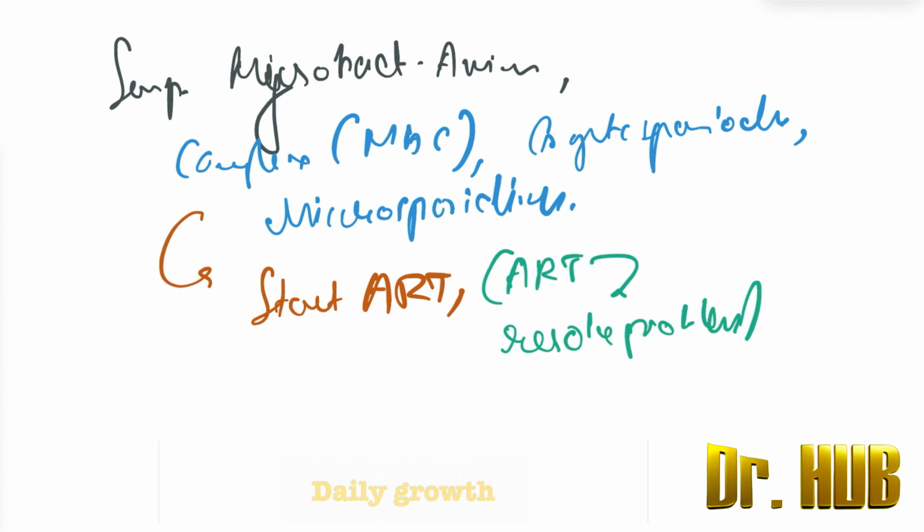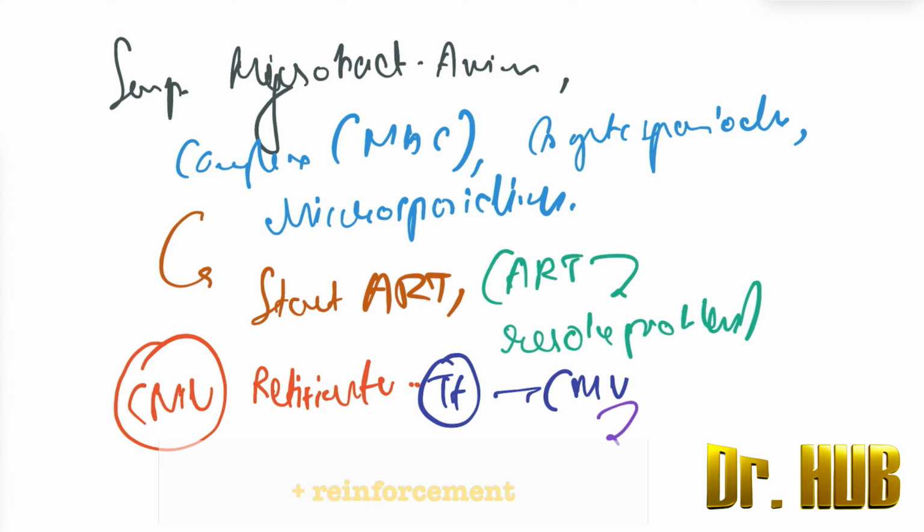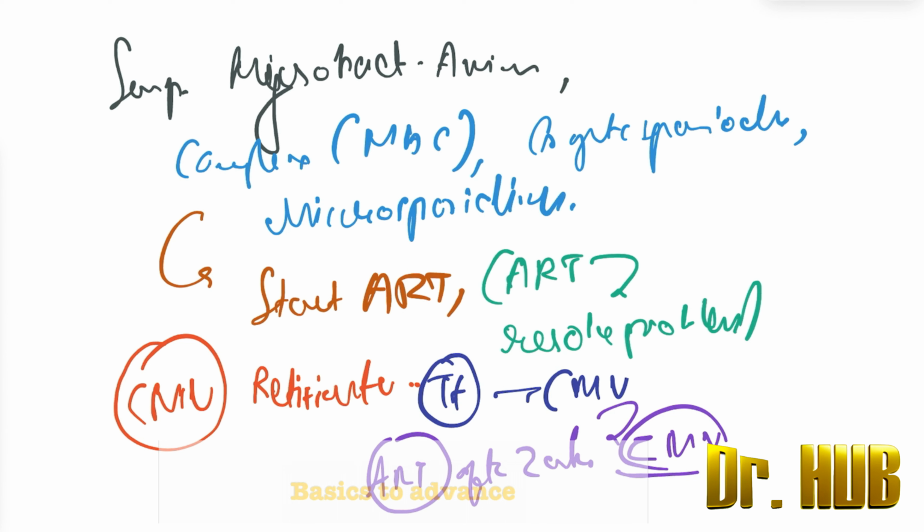Next, we will look at CMV, that is cytomegalovirus retinitis. In terms of cytomegalovirus retinitis, you start treatment for the CMV urgently and then start the ART. ART is started after 2 weeks of the CMV treatment.